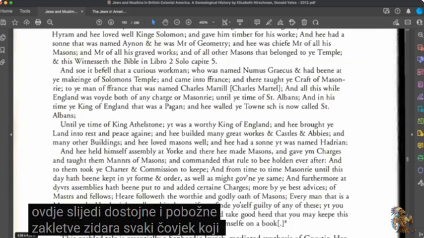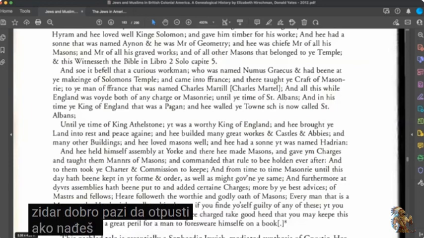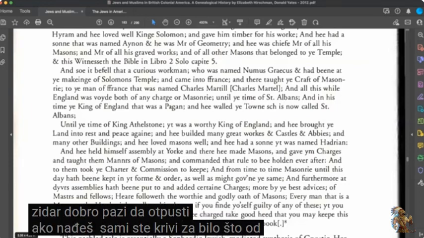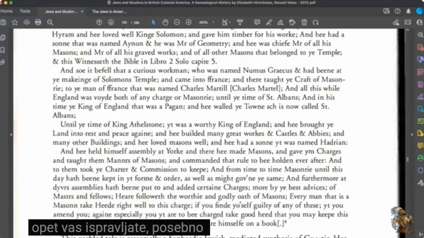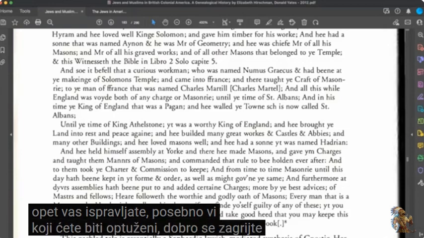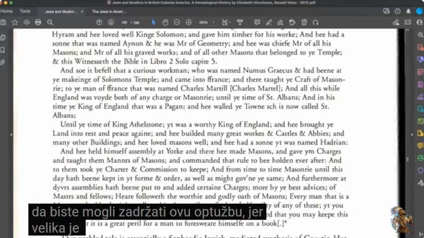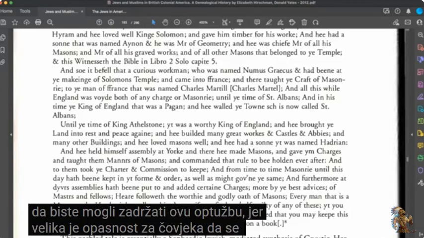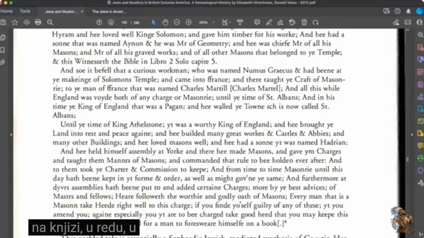Every man that is a mason take heed right well to this charge. If you find yourself guilty of any of these, you amend yourself. Again, especially you that are to be charged, take good heed that you may keep this charge, for it is great peril for a man to forswear himself on a book.